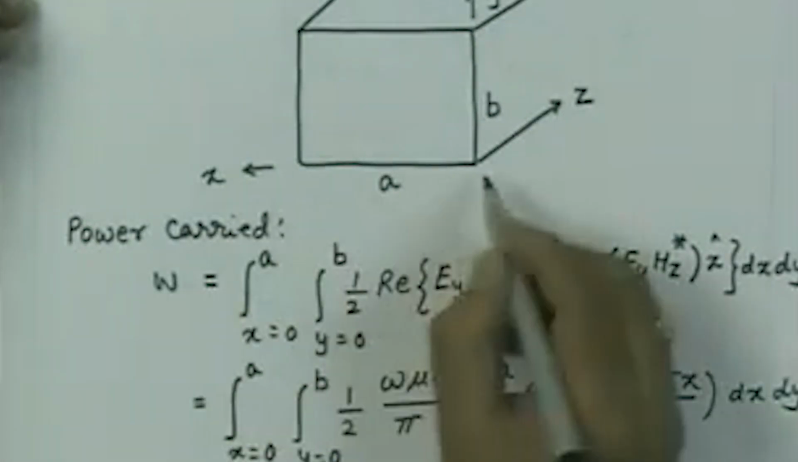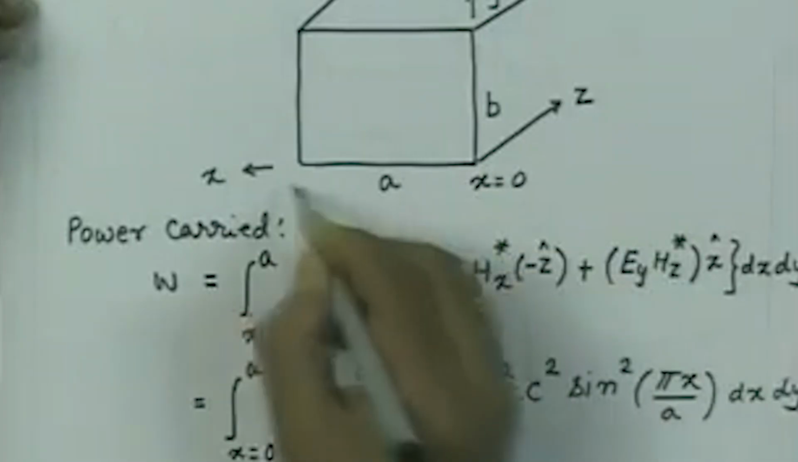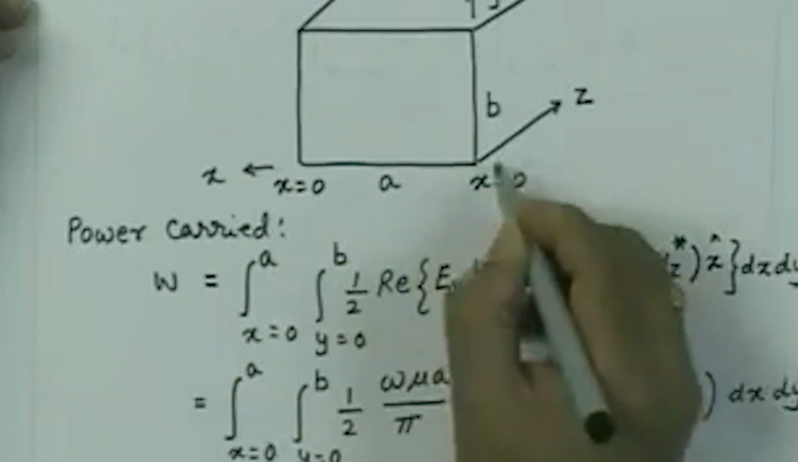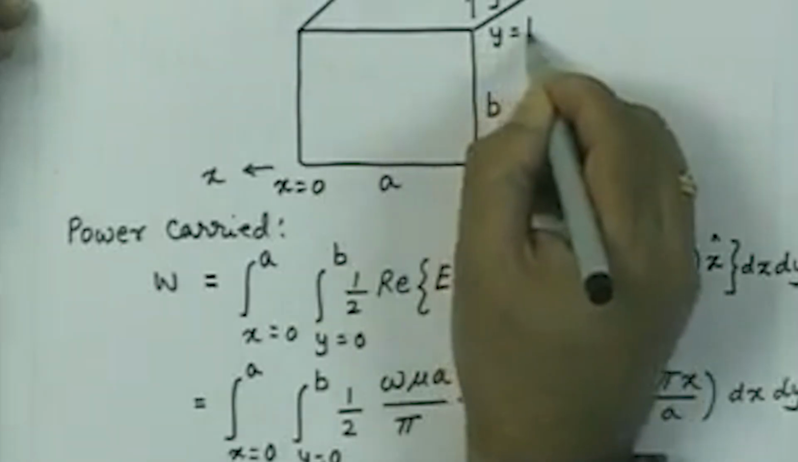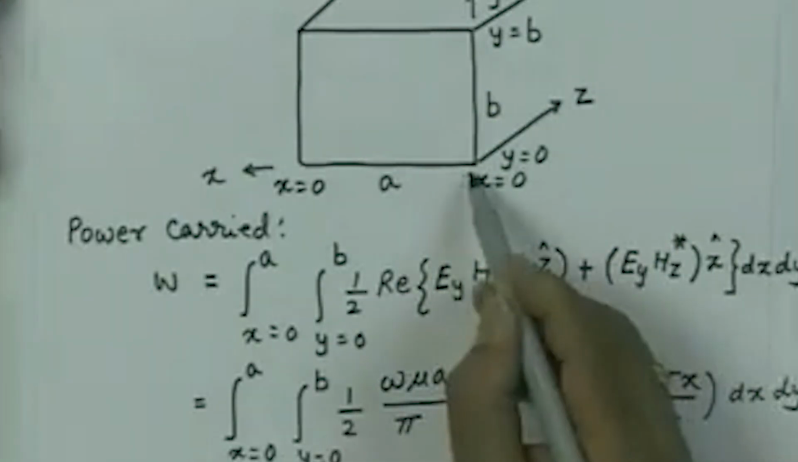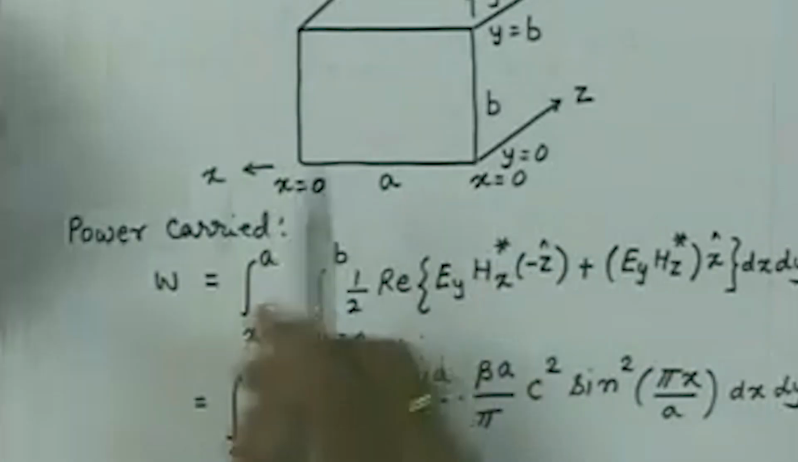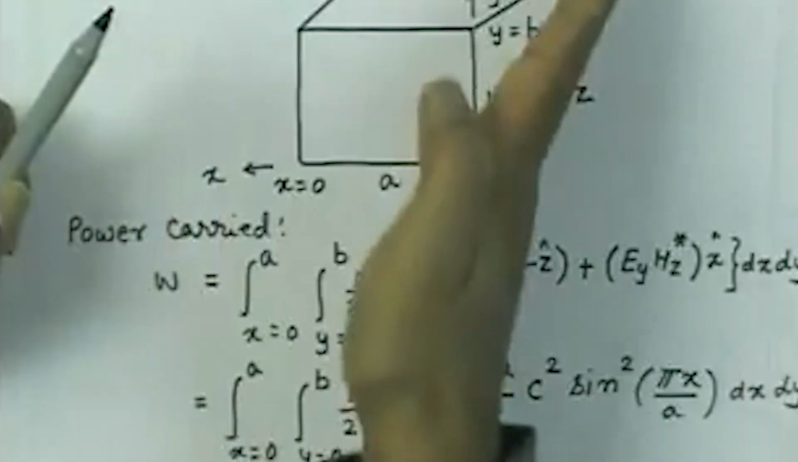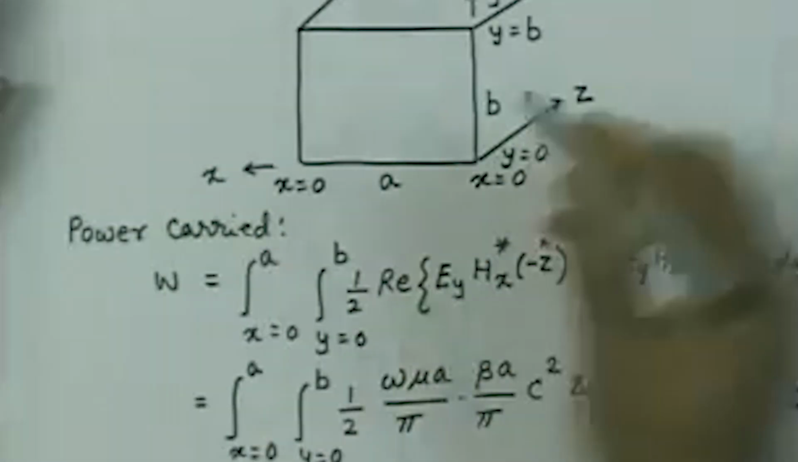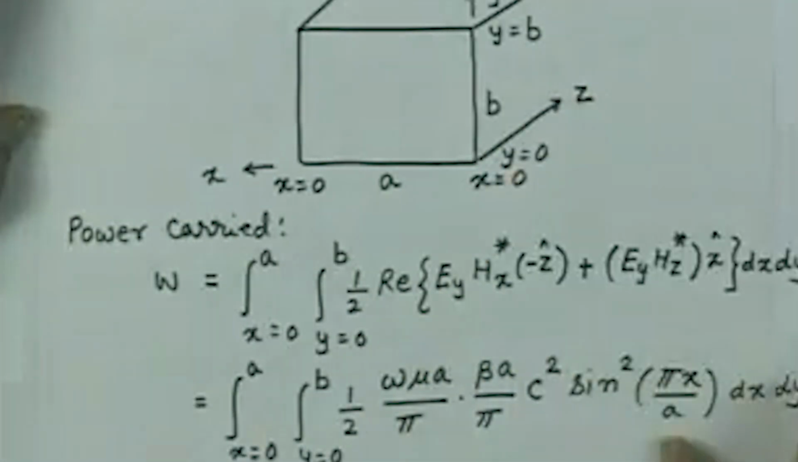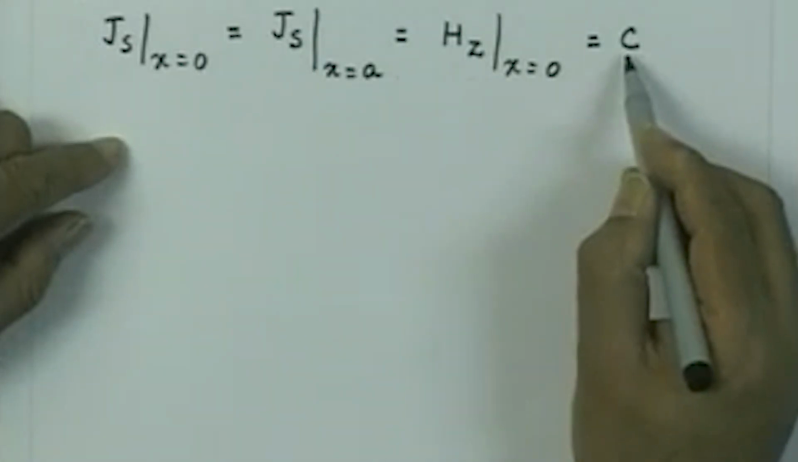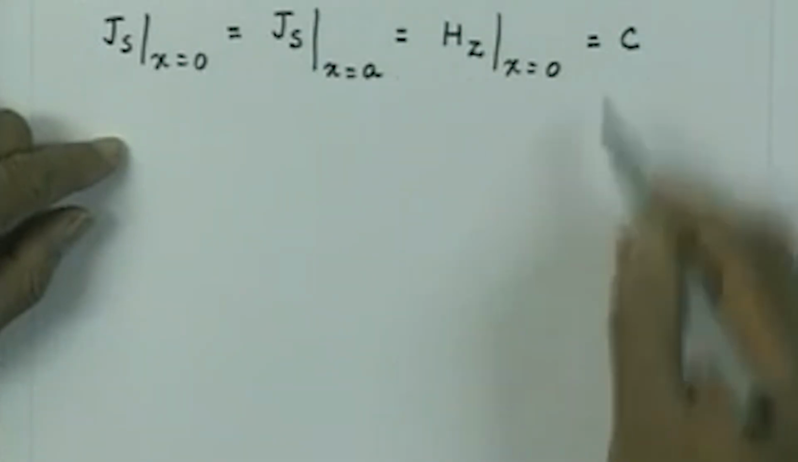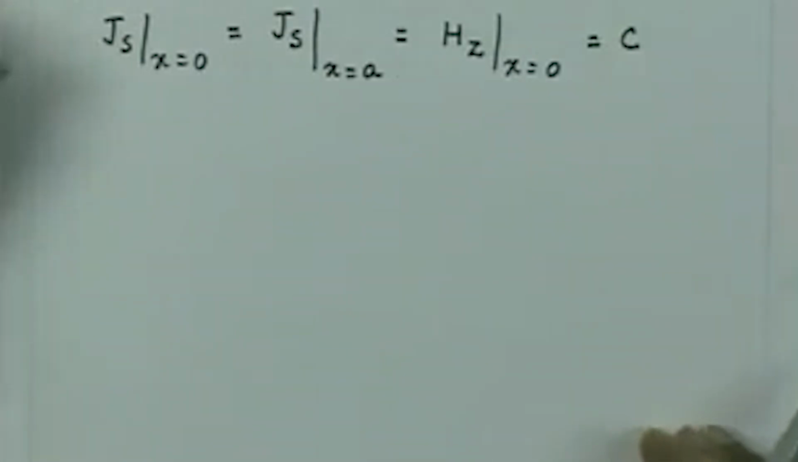Recall in this waveguide here, this is x equal to 0, this is x equal to a, this is y equal to 0, this is y equal to b. So, x equal to 0 and x equal to a represent these walls, the vertical walls, and in this the magnetic field is only the z component of the magnetic field, which is having an amplitude constant and it is not varying as a function of y.